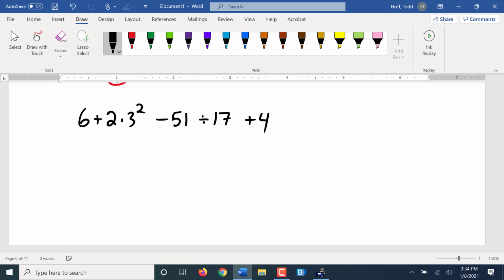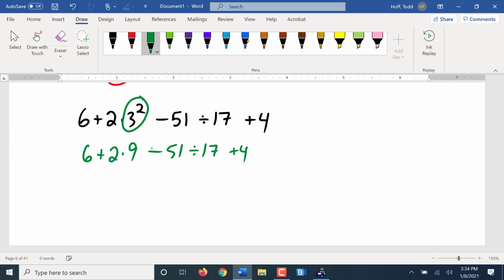So in something like this, what do we have to do first? 3 squared. There's no enclosing symbol, so we go to exponent. So we've got the power there. What is 3 squared? 9. So replace that with the 9, and the rest of the problem stays exactly the same.